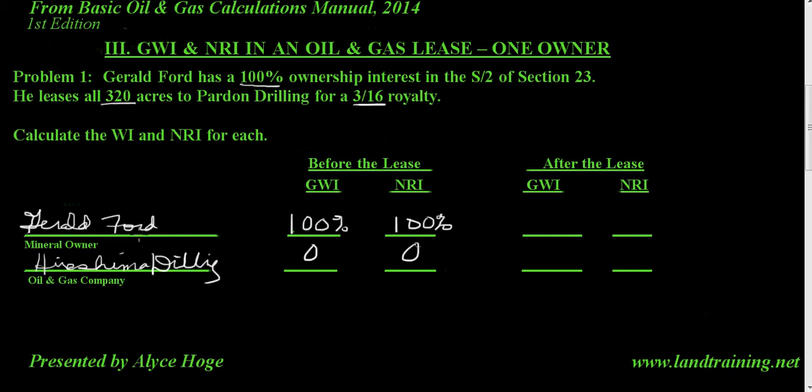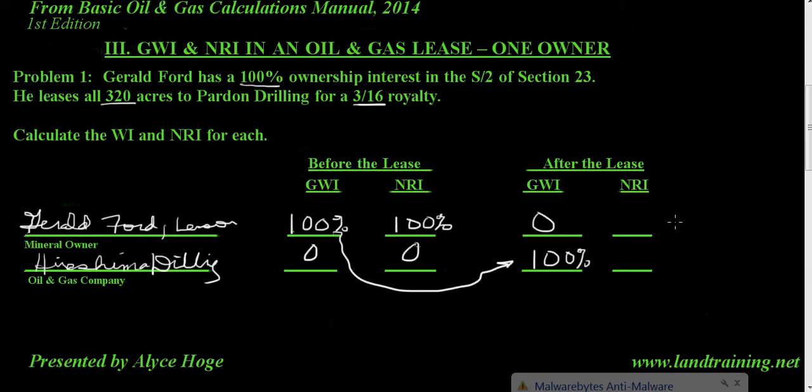But after the lease, Gerald Ford becomes known as a lessor, and he gives his gross working interest to the oil and gas company. So he gives up his 100% working interest. So he has no working interest in exchange for a 3/16 royalty. So a 3/16 royalty here.